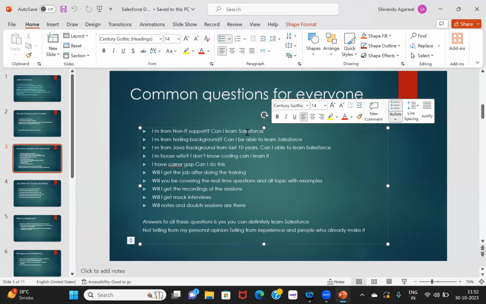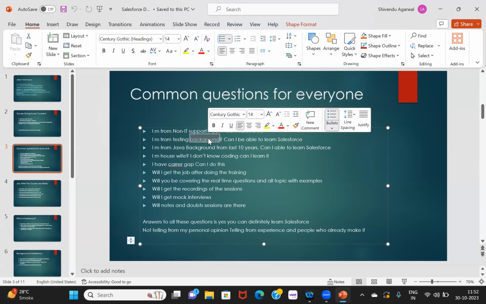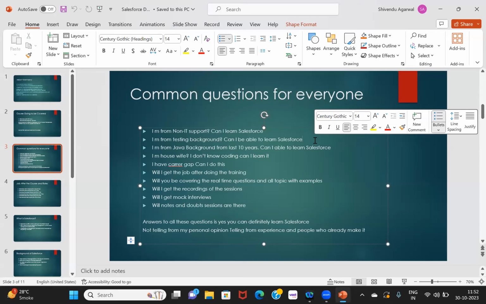Okay. Then if you are from a testing background, can you learn Salesforce? People might be from manual testing or from automation testing. Will you be able to learn Salesforce? Yes, you will be able to learn Salesforce.